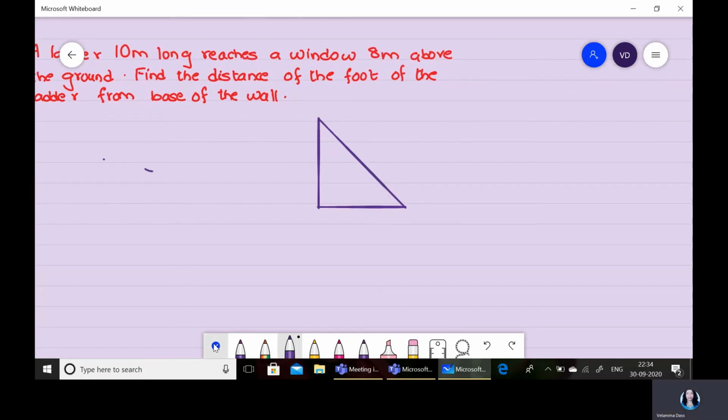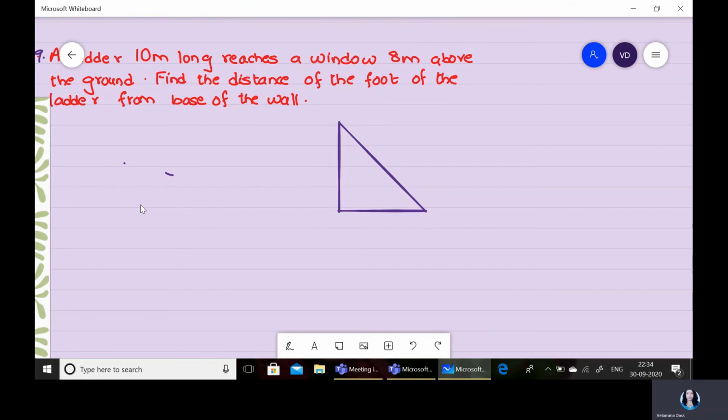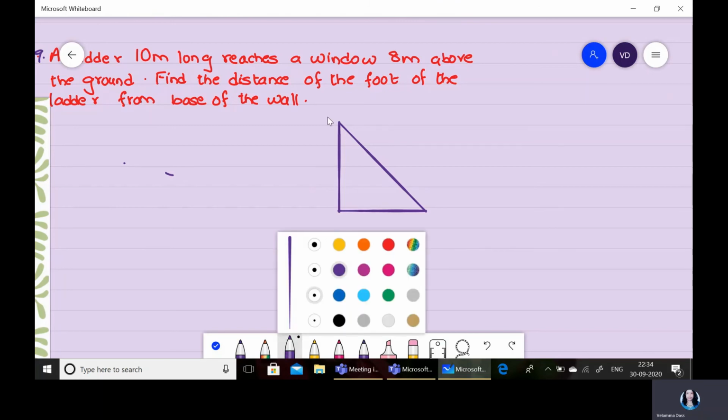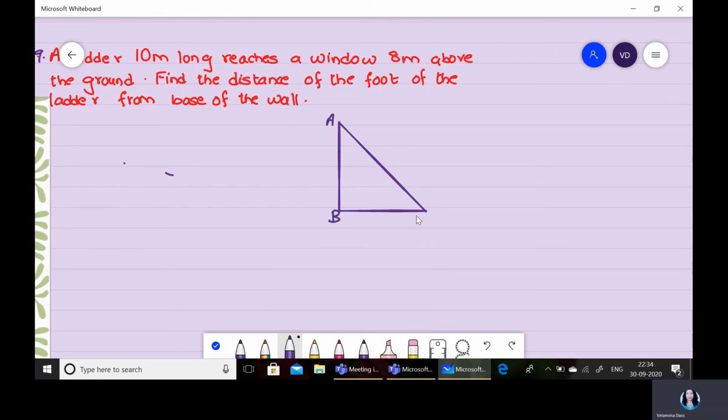So here we have a ladder which is 10 meter long and reaches a window 8 meter above the ground. Let's name the points A, B, C. You all know that the wall will always be vertical. So here AC represents our ladder, and the window is 8 meter above the ground. We have to find the distance of the foot of the ladder from the base of the wall. This is what you have to find. You can keep it as X or as BC. We all know this forms a right angle triangle.